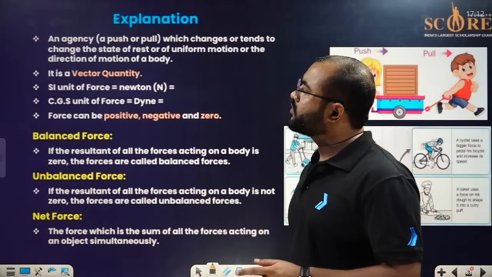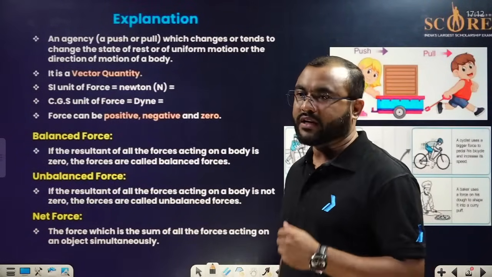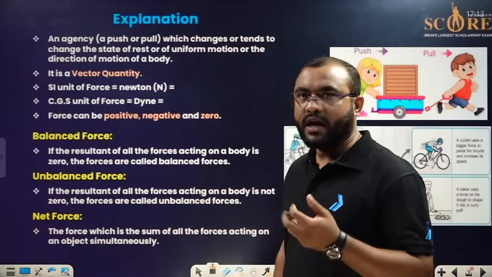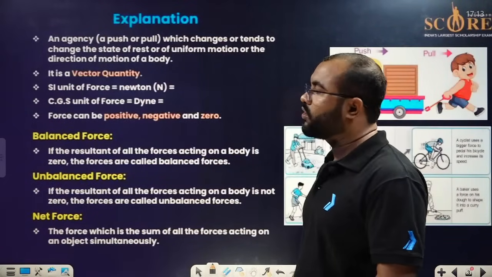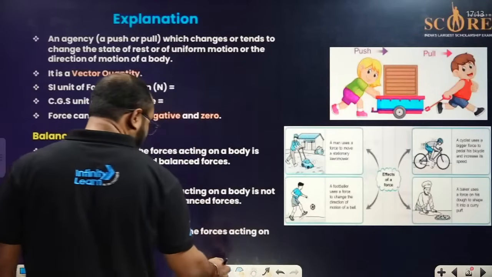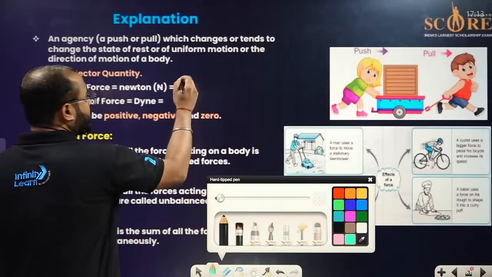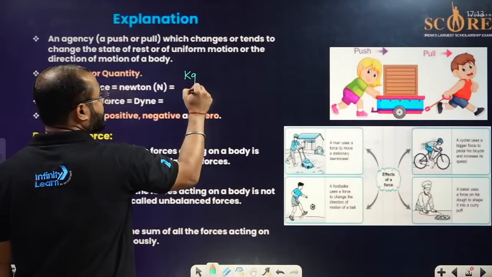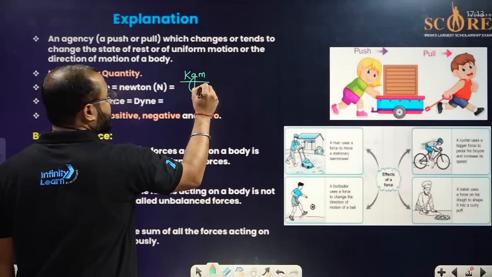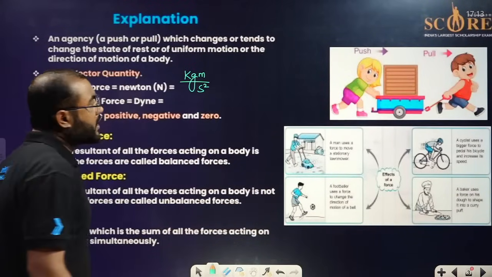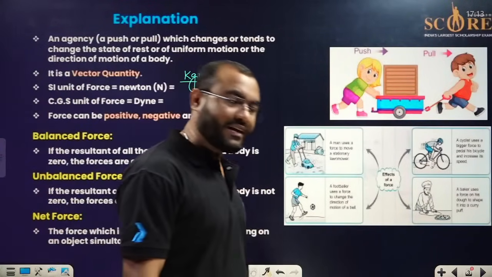When we talk about force, force is a vector quantity, everyone. It can be positive, it can be negative, it can be zero, as we all know. The SI unit of force is kg meter per second square. Please do remember this: kg meter per second square is the SI unit of force.